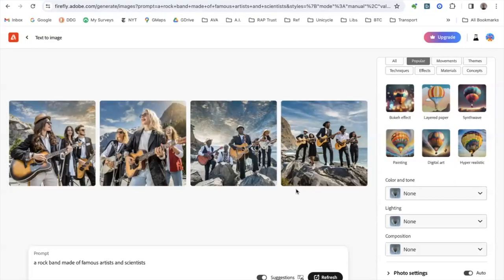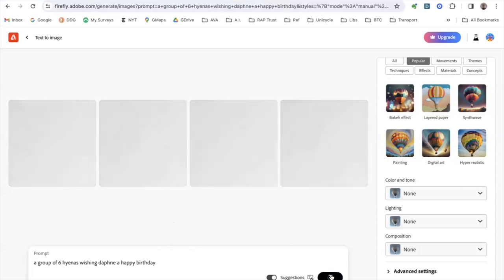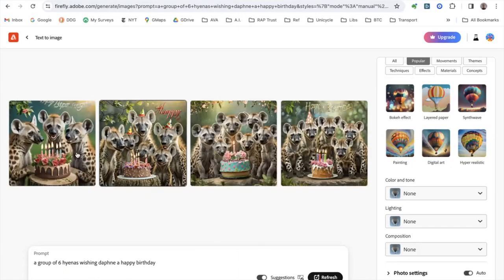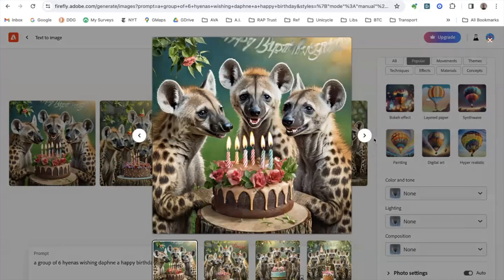Yeah, I think I had the hyenas. Let's do a hyena one because I don't think they were as good. But let's see, a group of six hyenas wishing Daphne a happy birthday. Let's see what we get out of that. Oh yeah, that's right. It was very photorealistic, not cartoonish.